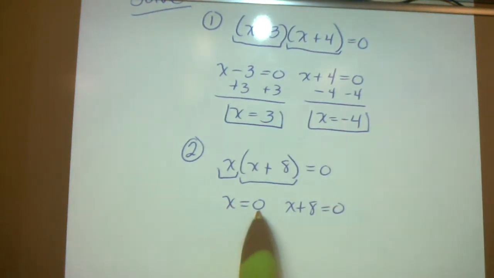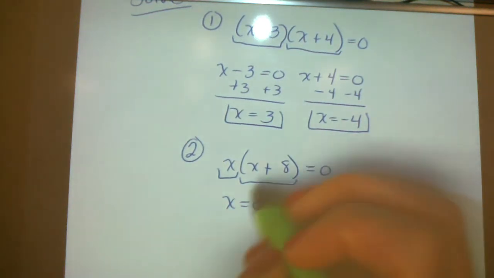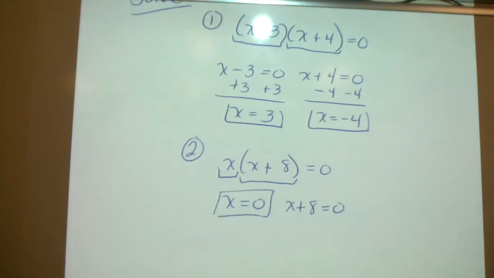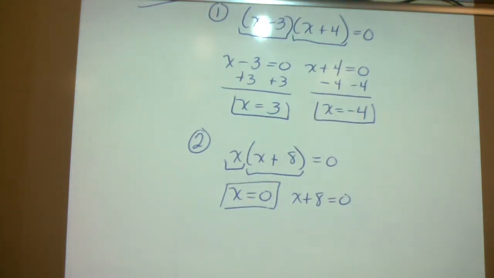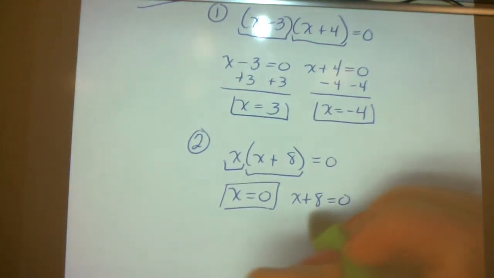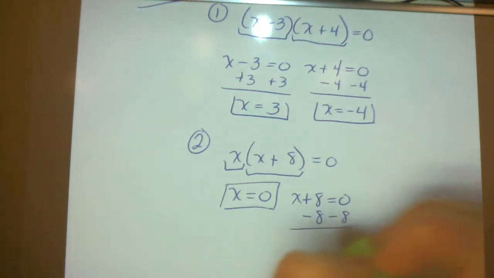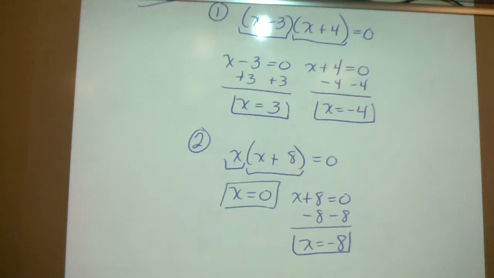Now I can't do anything with this. It's done. It's solved for. And you can have 0 as an answer. 0 is on the graph. It's the origin. That's fine. Minus 8. I've got x is equal to negative 8. So if I were to graph this quadratic equation, it would cross the x-axis at 0 and negative 8.